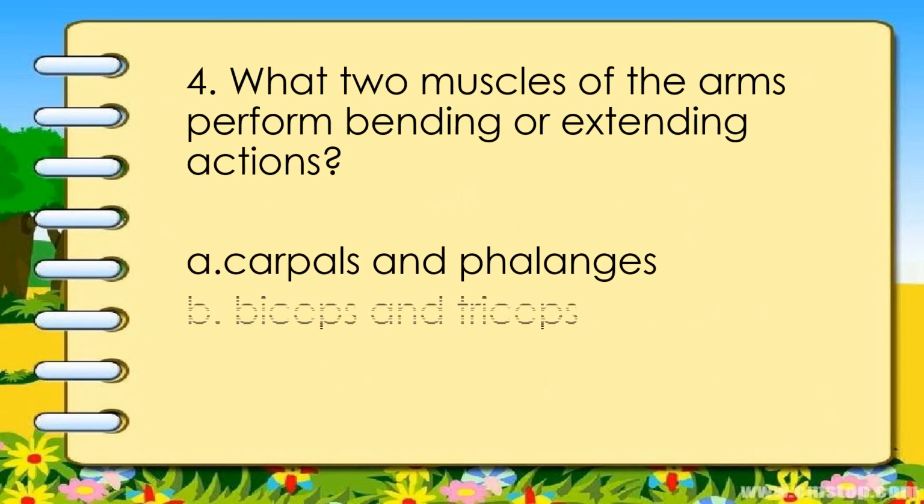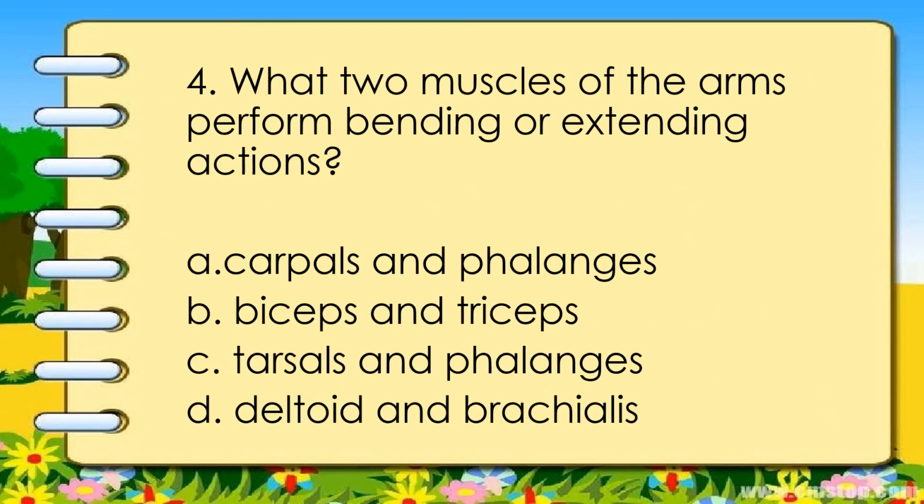Number 4. What two muscles of the arms perform bending or extending actions? A. Carpals and phalanges. B. Biceps and triceps. C. Tarsals and phalanges. D. Deltoid and brachialis. Yes, the answer is letter B. Biceps and triceps.